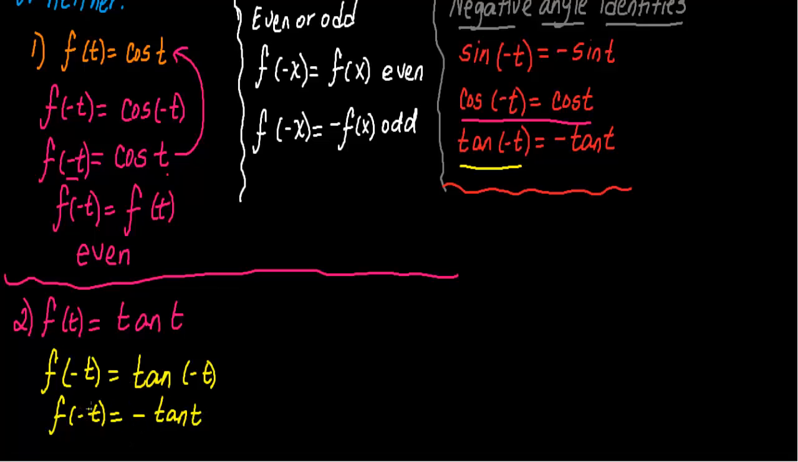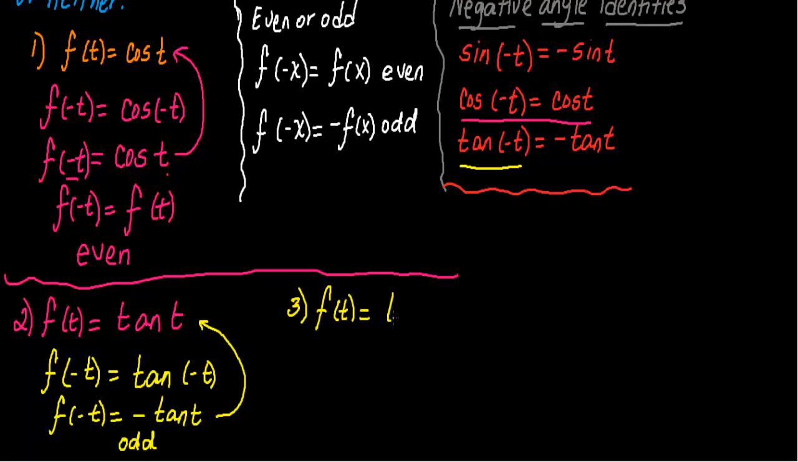And notice what happens here. When I evaluate at negative t, I got the negative of the original function. And notice here that it says when you evaluate the original function at a negative x value and you get back the negative of the original function, then that means the function is odd. And that's what happens here. I evaluated this original function at negative t, and I got back the negative of the original function. The original function was tangent of t, and now I got negative tangent of t. When that happens, that means this is odd.